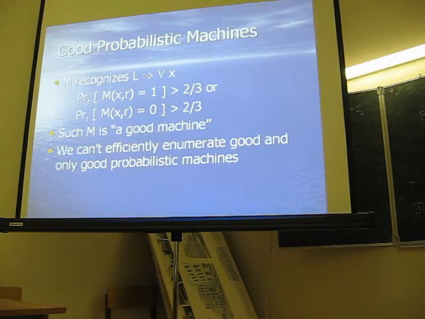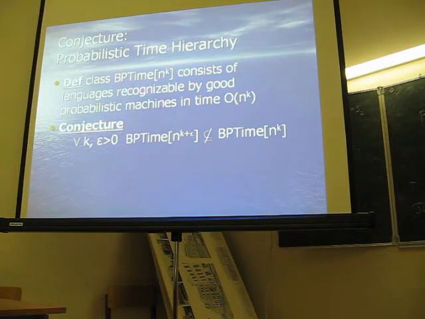But obviously there are machines that are not good. Consider for example a machine that tosses a coin and with probability 50% it outputs 1, and with probability 50% it outputs 0. So this machine doesn't recognize any language according to our definition. Its output is useless. It's just a random guess. So we cannot call such a machine good because it doesn't recognize any language. And the problem here that makes it difficult to prove a time hierarchy for probabilistic algorithms is that we have no efficient enumeration of good and only good probabilistic machines. We can enumerate probabilistic machines. They are just Turing machines with two inputs. But we cannot enumerate only good machines. So this is why a time hierarchy for probabilistic algorithms is just a conjecture. Again, we introduce some class of languages, and time hierarchy is a conjecture.